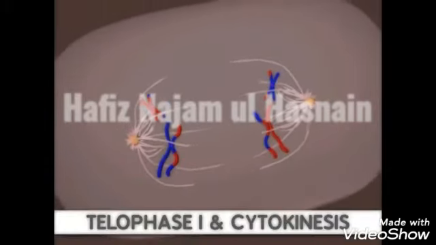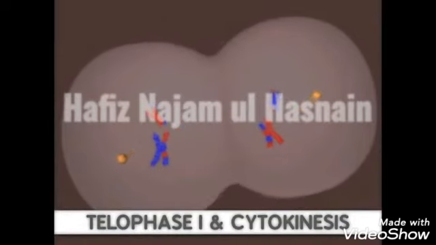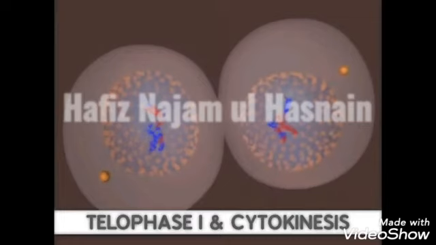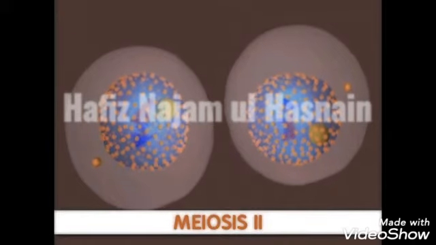The final steps of meiosis 1 are telophase 1 and cytokinesis. Here, the cell divides into two daughter cells. Each of these two cells now undergo meiosis 2. Meiosis 2 is similar to mitosis.